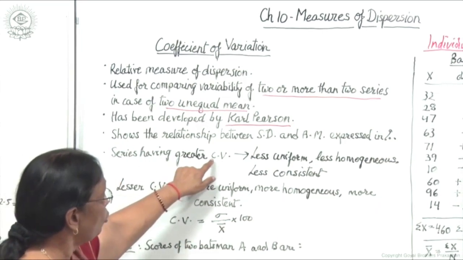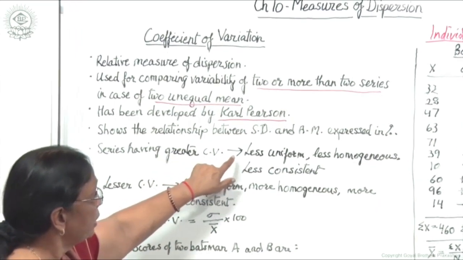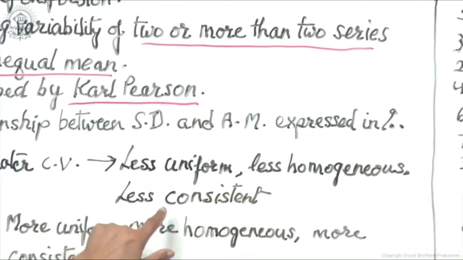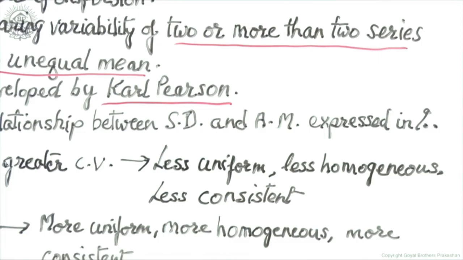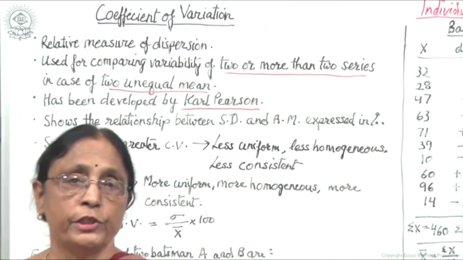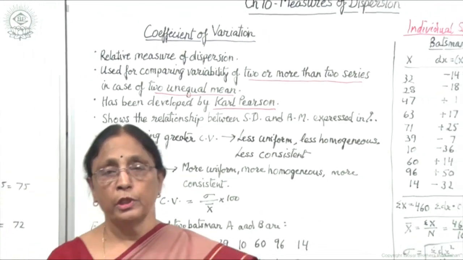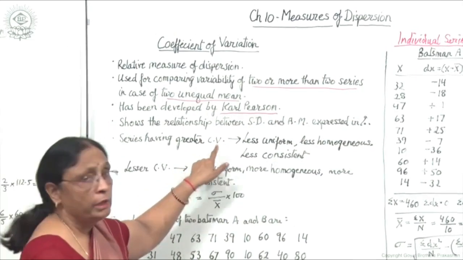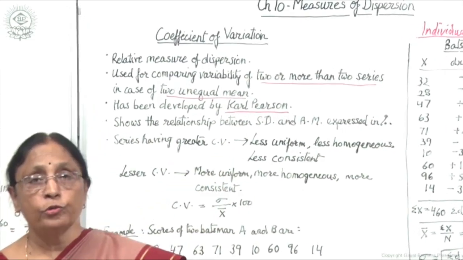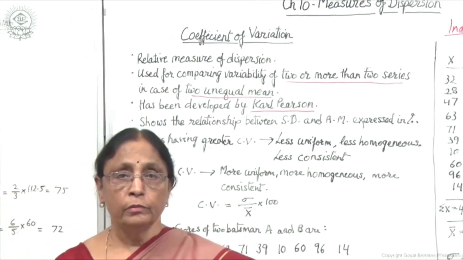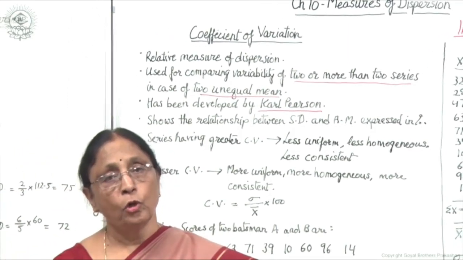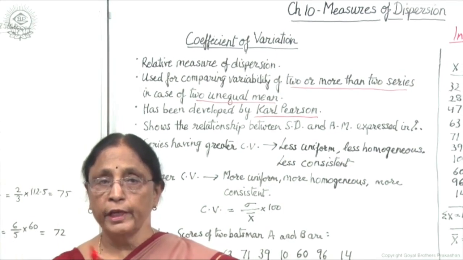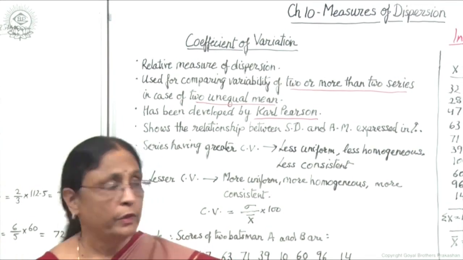Series having greater coefficient of variation are less uniform, less homogeneous and less consistent. When you are doing the calculation and the series shows a greater degree of coefficient of variation, this means that the two series are less uniform, less consistent or less homogeneous. That means there is great variation between the two, right?